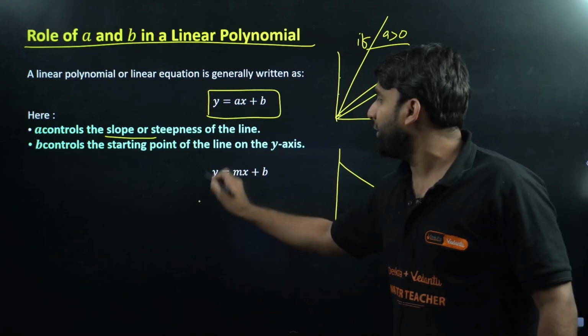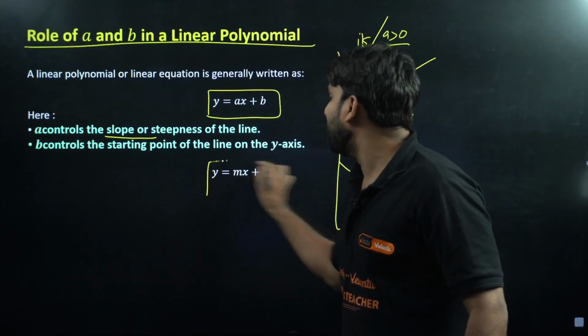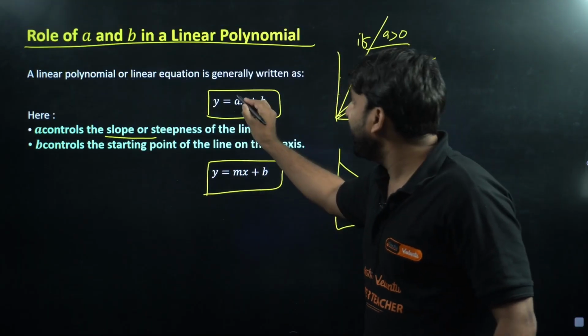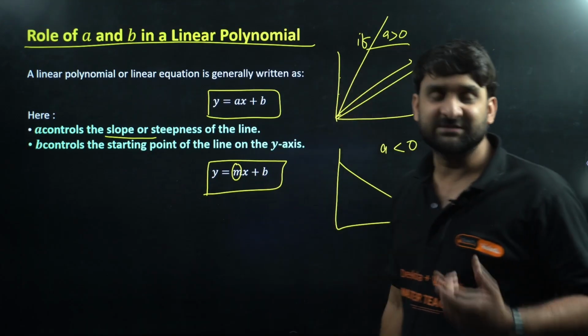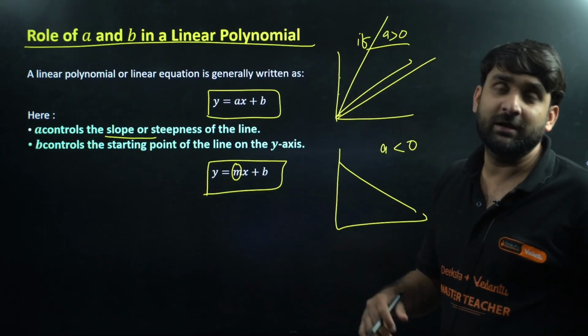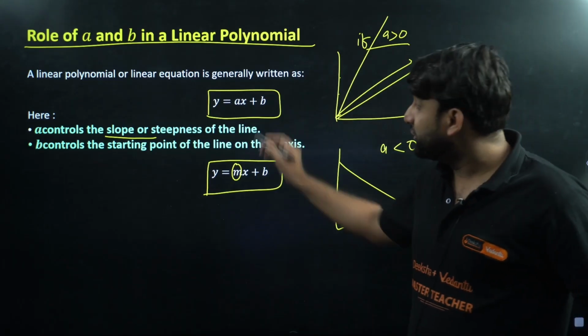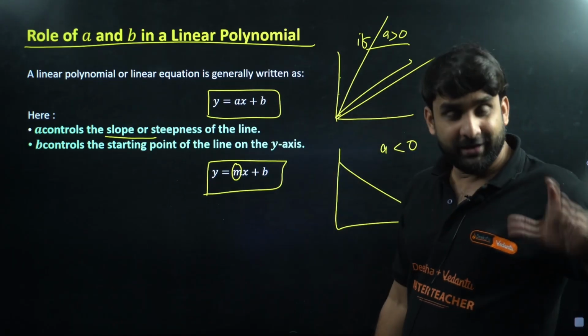So y is equal to mx plus b, and we can also write y is equal to ax plus b. So A and M are similar; in some books, when you enter higher standard classes, this linear equation is written this way. So A and M are the same, both are the same.